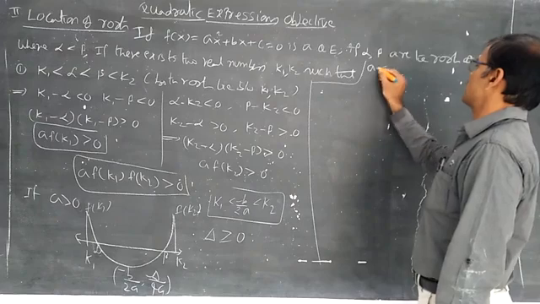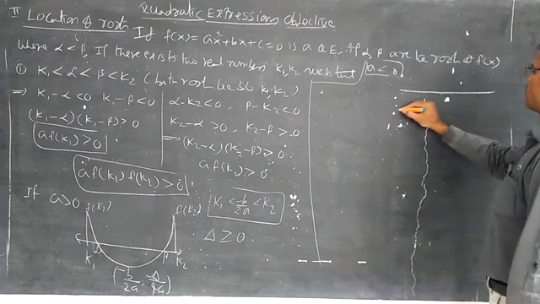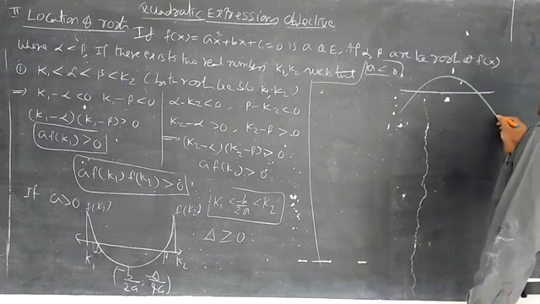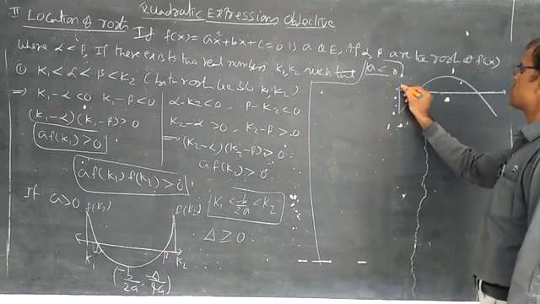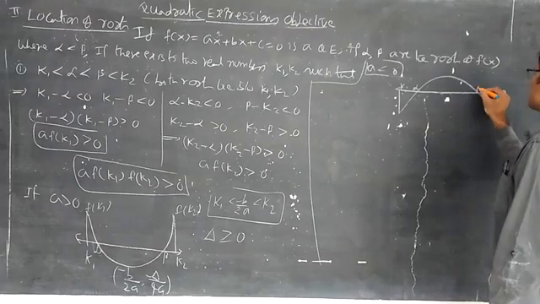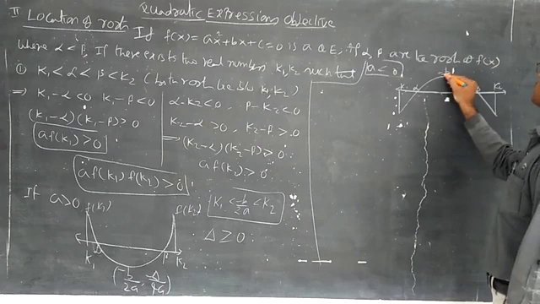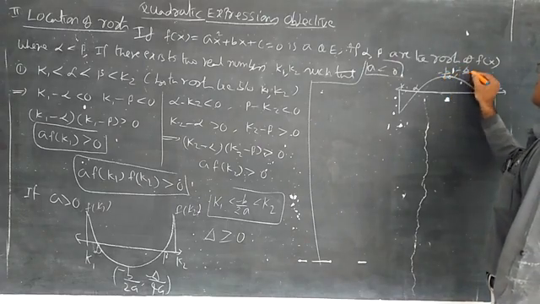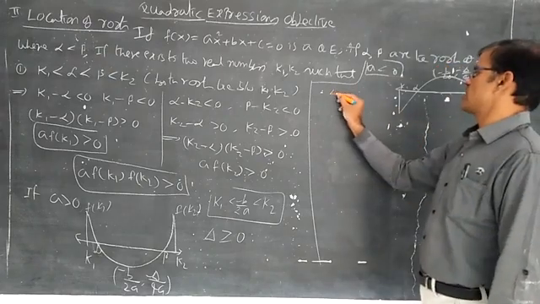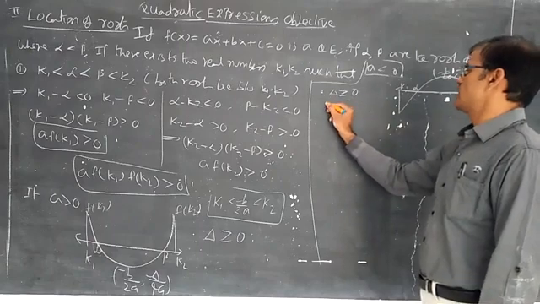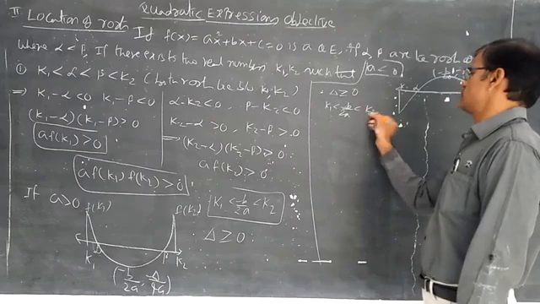Let us write the second graph, for a less than 0. Whenever a is less than 0, the graph of the quadratic equation is a downward parabola. We are discussing k1, k2, with k1 less than alpha less than beta less than k2. The vertex is the point minus b by 2a comma minus delta by 4a. Here also, delta greater than or equal to 0 and k1 less than minus b by 2a less than k2.